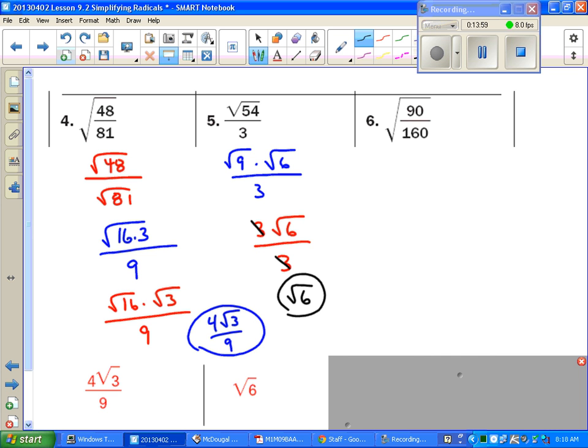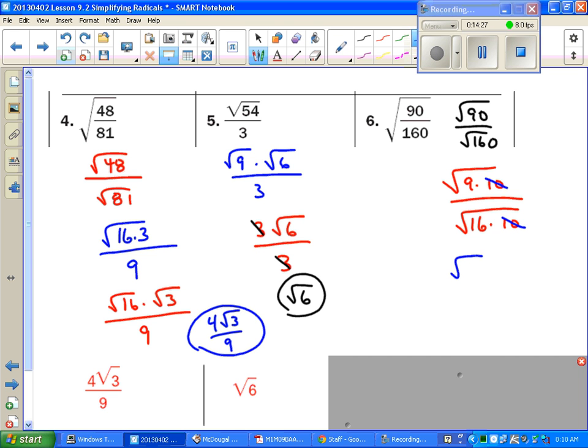Then the last one says the square root of 90 over 160. First thing you want to do, separate it into the square root of 90 over the square root of 160. Which one's a factor of 90? The square root of 9 times 10 over the square root, what's a factor of 160? 16 times 10. Again, just like the last one, we have times 10 for both of them. We can cross both of those out.